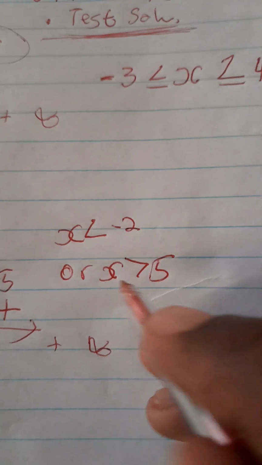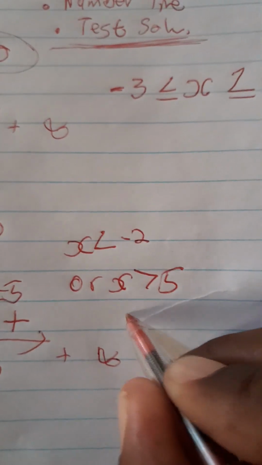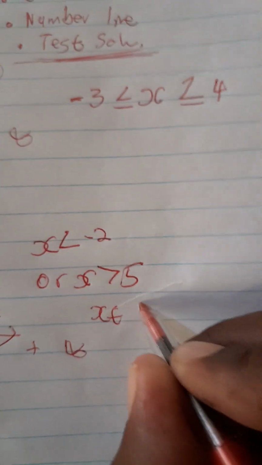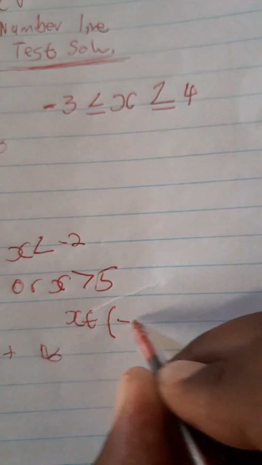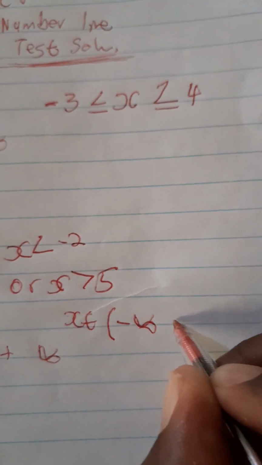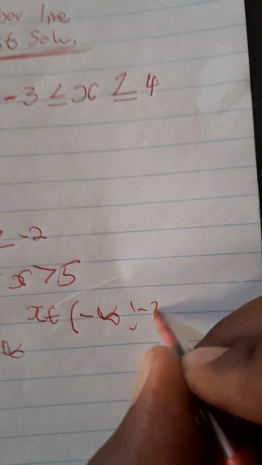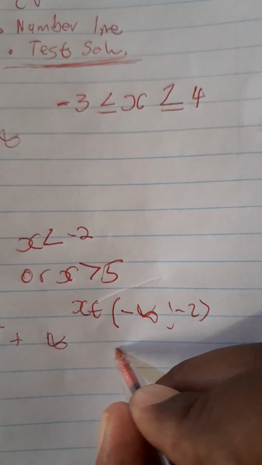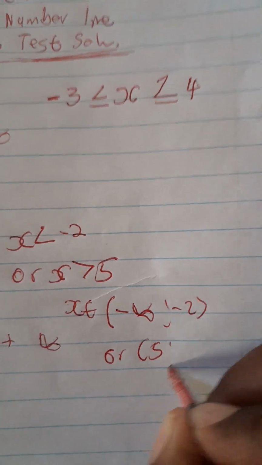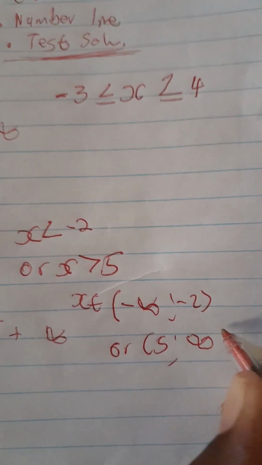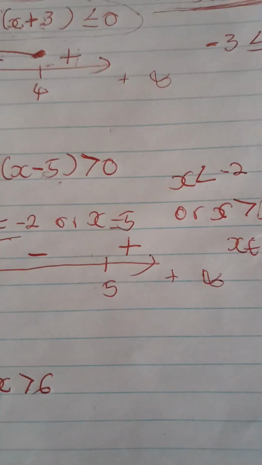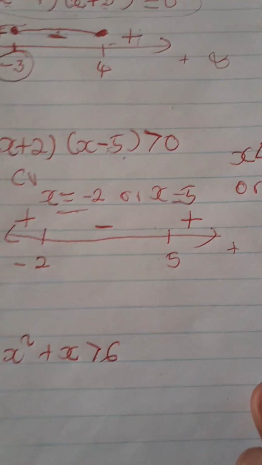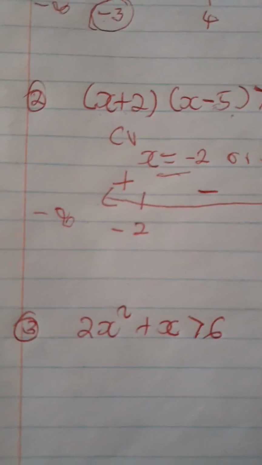When you represent this in an interval notation, it's going to be x is an element of, open the small brackets, negative infinity to -2, or 5 to positive infinity. So that's how you can represent the solution. So there are many ways. Others can use a graph. You can also represent it graphically.